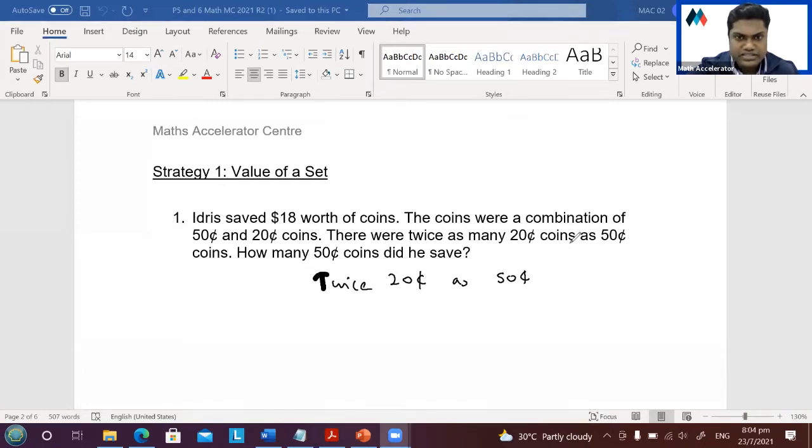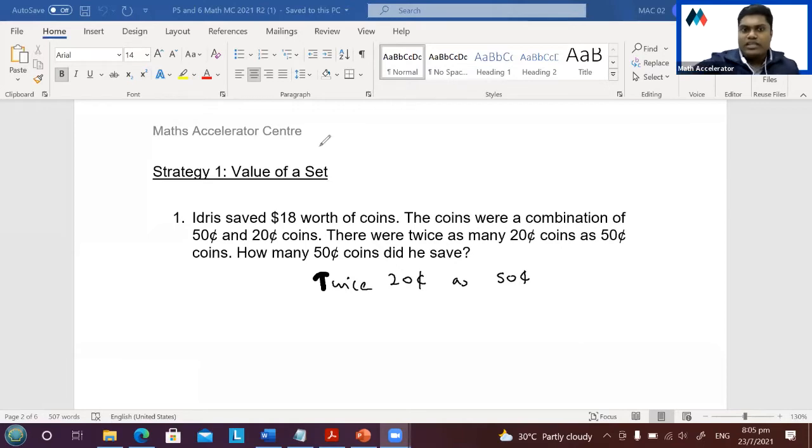If I say I have twice of something, which means I have 2 units, the other has 1 unit. So the minimum possible number, especially when it comes to whole numbers, has to be 2 and the other side has to be 1. So it becomes 2, 1, then 4, 2, then 6, 3, and so on.